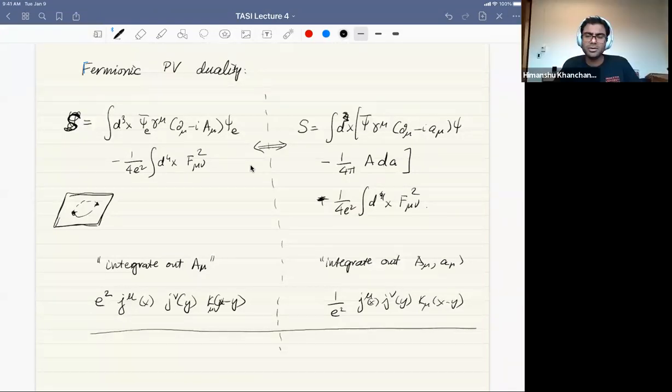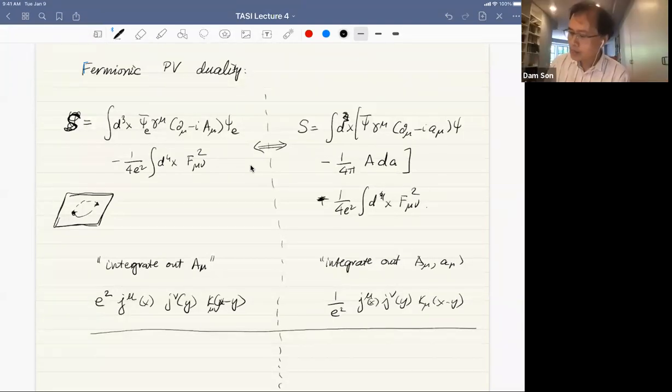Can I ask a question? Yeah. How is this a particle vortex duality? Maybe you said that yesterday. Because both sides are gauged, like on the lattice, there should be no particles. Both sides are gauged, but let's take a limit. Say let's take the limit E squared goes to 0 on this side.